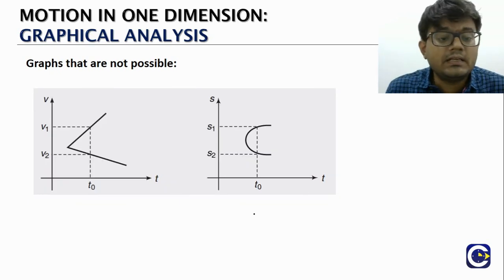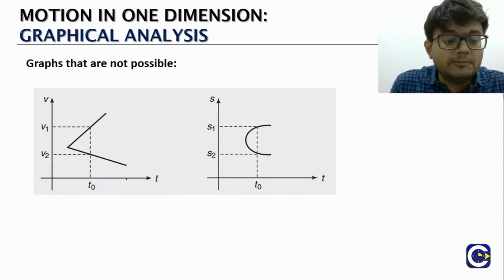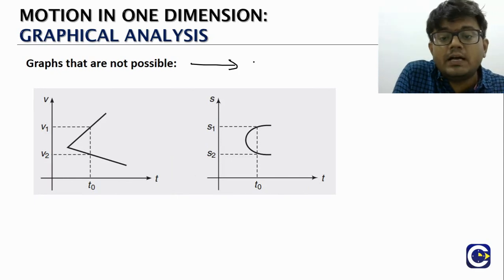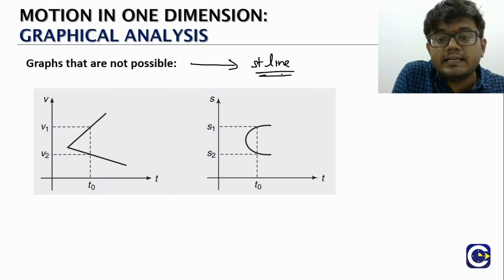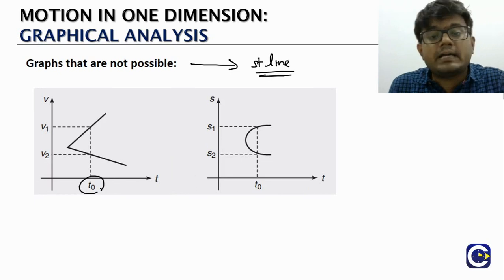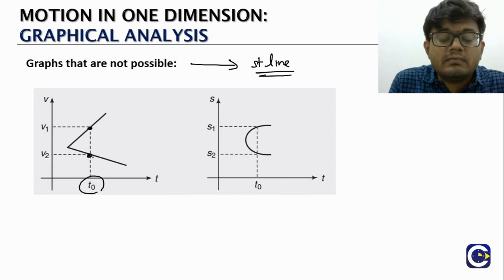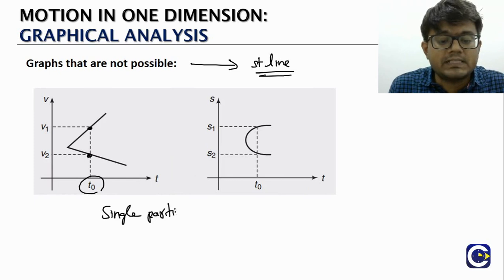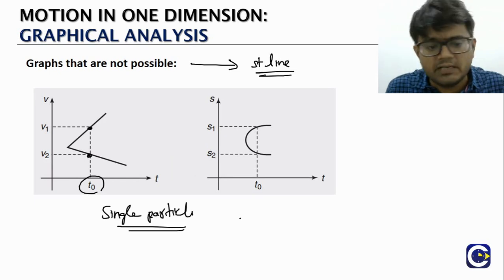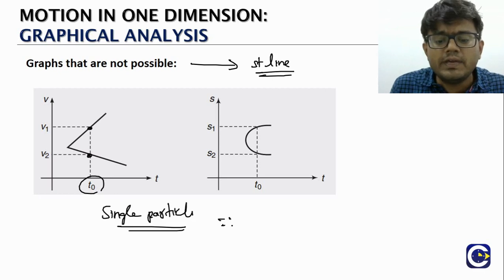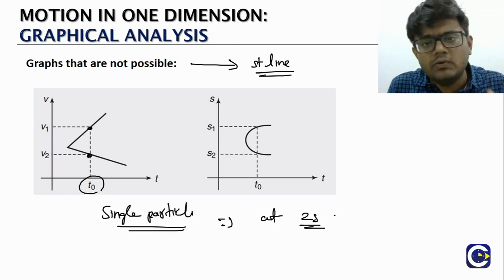Next, look at this set. This set also we are saying not possible. I'll tell you the reason why. Because for a particle which is moving along a straight line, if you mark a time t0, the velocity can either be v1 or v2, because we are talking about a single particle, right? For a single particle which is moving along a straight line, at a given time, there will be only one velocity term. I say at t is equal to 2 seconds, what is the velocity? It will have only a unique value. It cannot have two possible values.